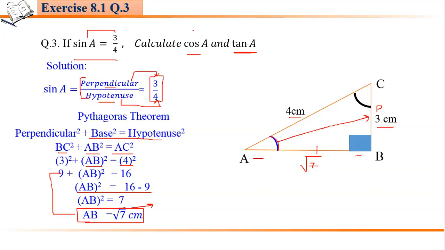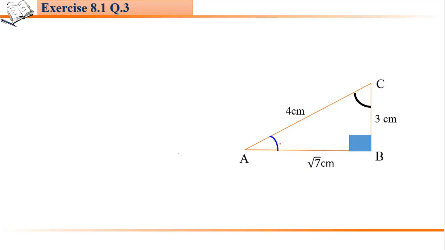Now we'll calculate the value of cos A and the value of tan A. This is the figure, that is ABC. Now AC here is 4 centimeter, BC here is 3 centimeter, and this AB we have already calculated by using the Pythagoras theorem, that is root 7 centimeter. So first we have to calculate the value of cos A. So cos for any angle is equal to base upon hypotenuse.